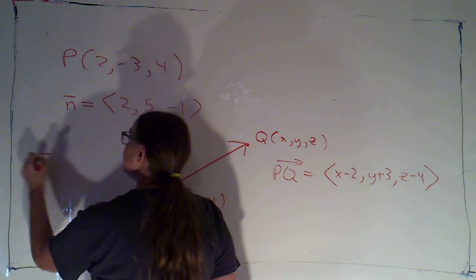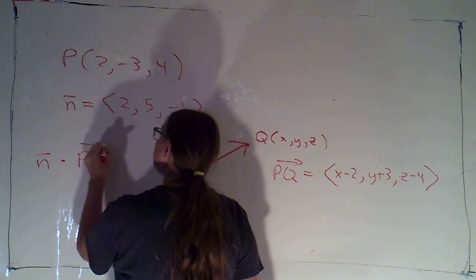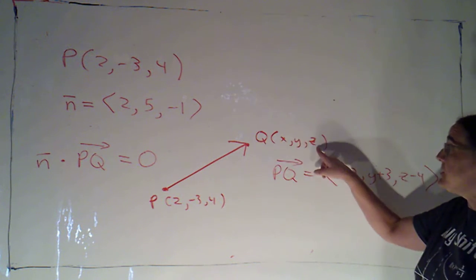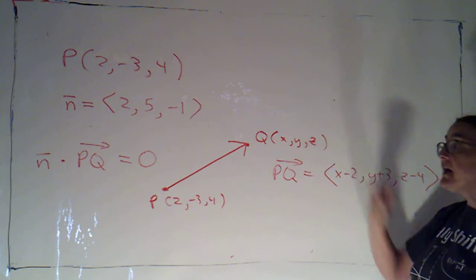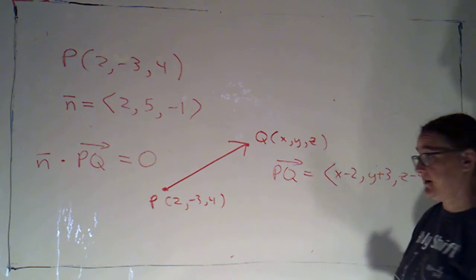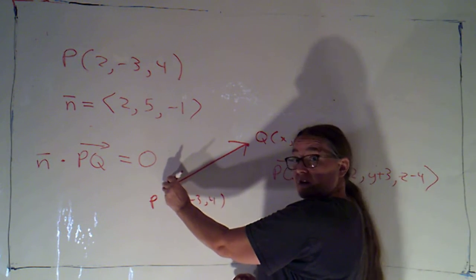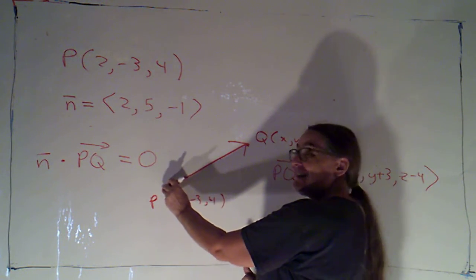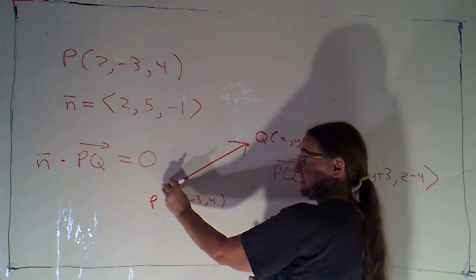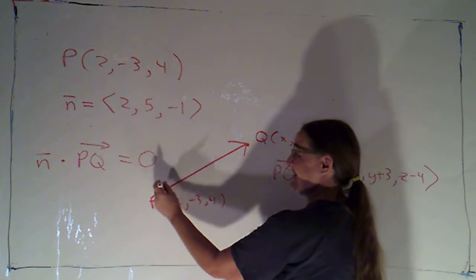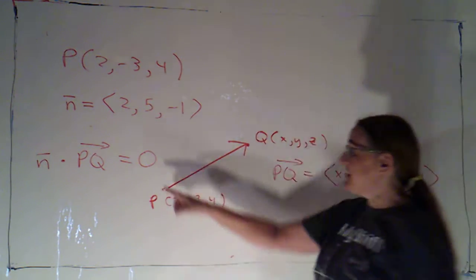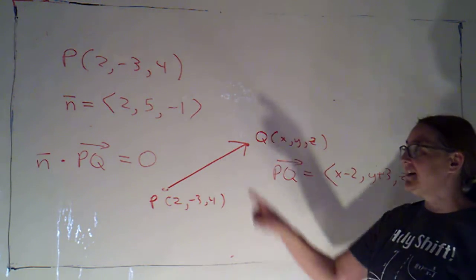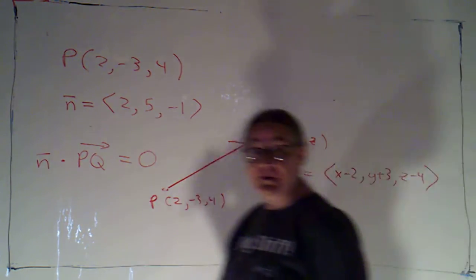So I can say I know that n dotted with PQ has to equal 0. That's got to be true if Q is a point on the plane. If Q is not a point on the plane, well then my vector is going to have some, in this case, outward or inward direction. It's not going to be the zero vector, and it's not going to be perpendicular to this vector. So this equation will be false if Q is not on the plane, true if Q is on the plane. So that gives me my equation for the plane.